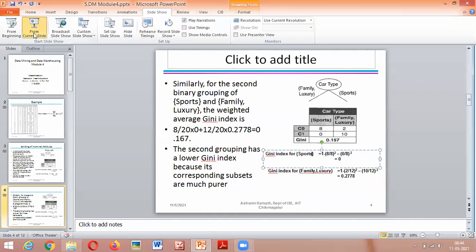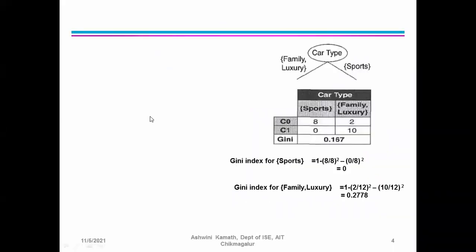So what happens here is that it is equal to 0 for sports. You can notice that all the cars of type sports belong to only a single class, that is C0. And for family and luxury, we have 1 minus 2 divided by 12, that is 10 plus 2, which is 12. Among 12, we have 2 of class C0. So 1 minus 2 divided by 12 whole square minus 10 divided by 12 whole square, where 10 divided by 12 is for C1, which is equal to 0.2778.